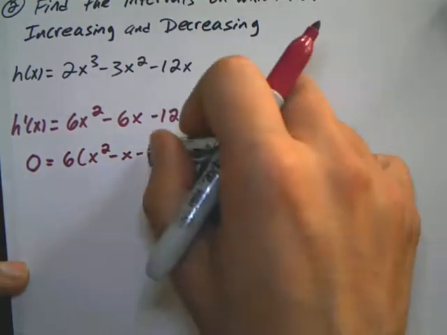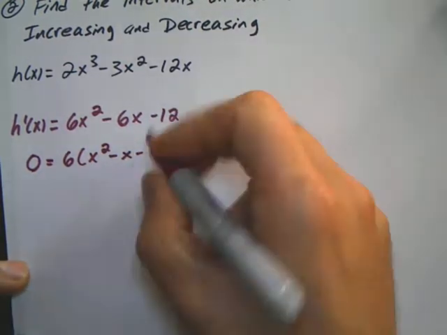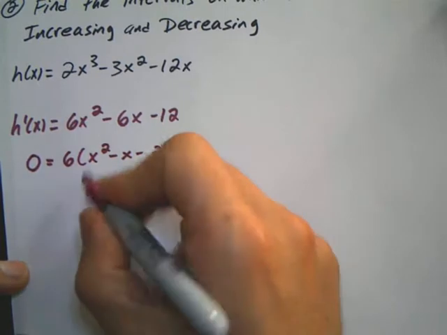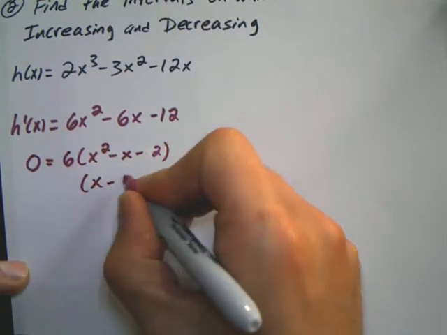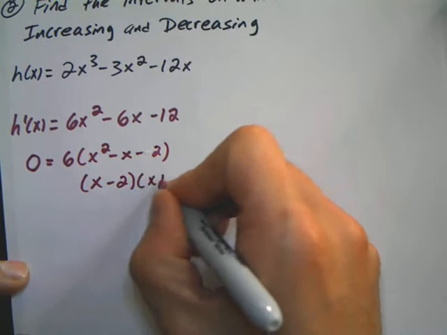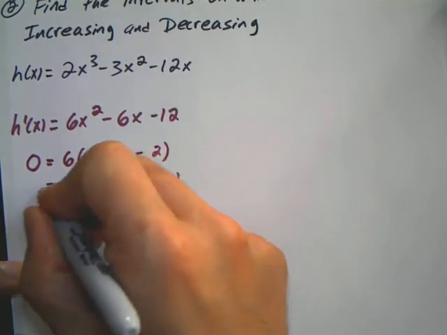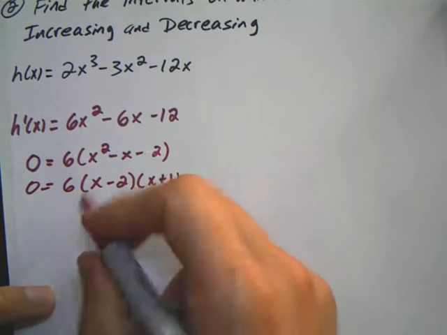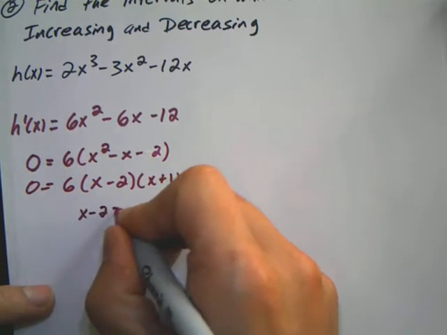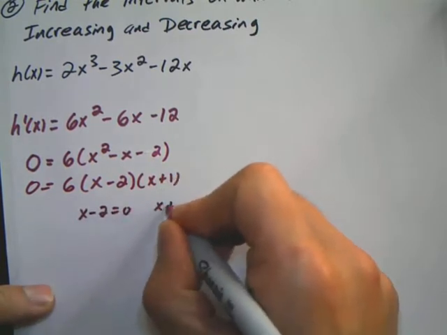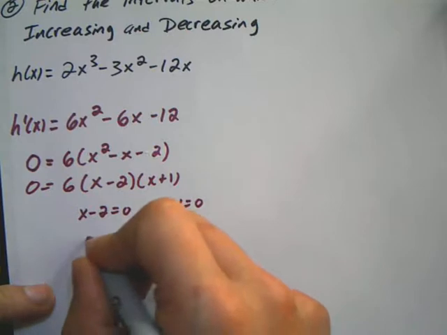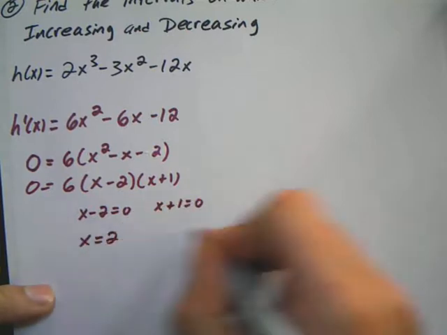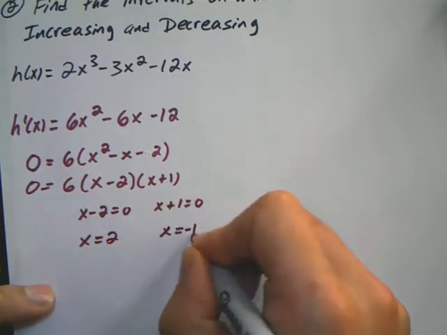This is going to be minus 2. I can factor this further. It's going to be x minus 2, x plus 1. Solving this, I only have to worry about solving the parentheses. So it's going to be x minus 2 is equal to 0, x plus 1 is equal to 0. So it's going to be positive 2 and negative 1.